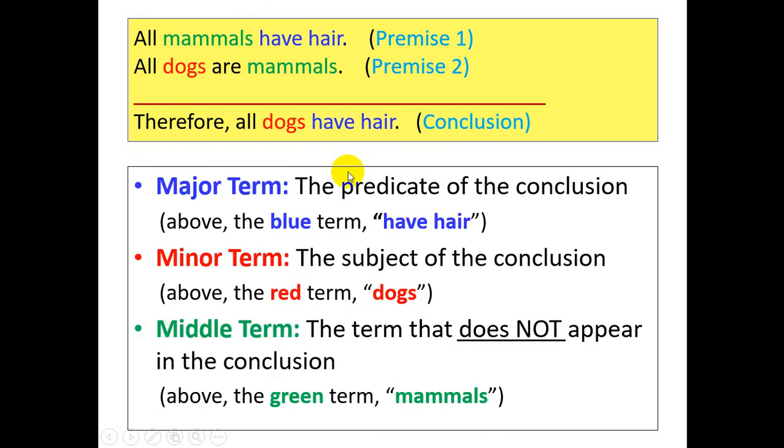So we can conclude the same. The predicate of the conclusion is the major term, the subject of the conclusion is the minor term, and the term which does not appear in the conclusion is the middle term.